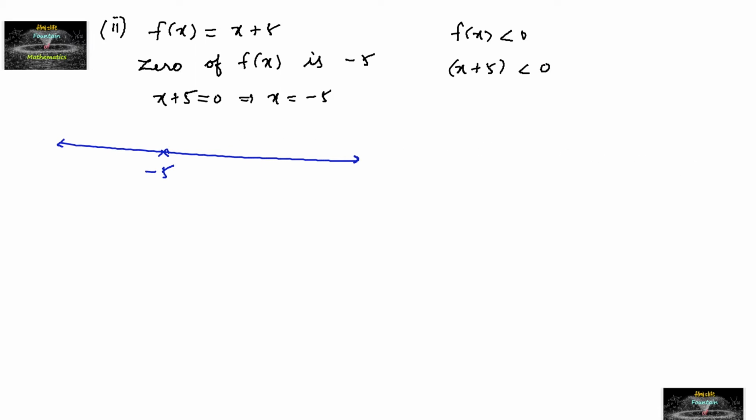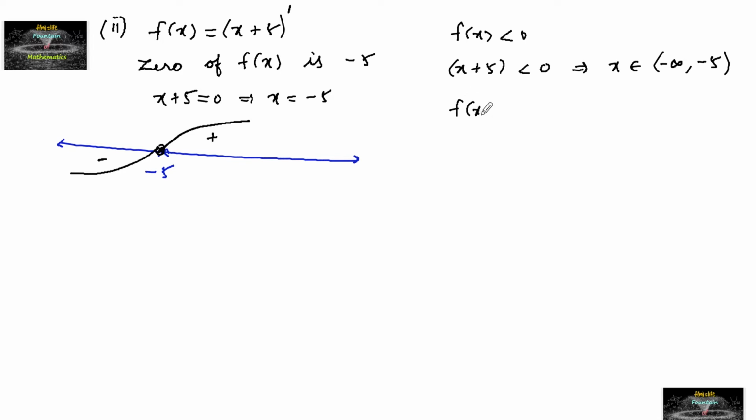So by using the wavy curve method, start taking the curve from the right side of negative 5, from the positive side, and then at negative 5 the power is odd, meaning 1. So the curve intersects the number line, changing from positive side to negative side. So we can identify here that for x plus 5 less than 0, x must belong to minus infinity to minus 5, an open interval.